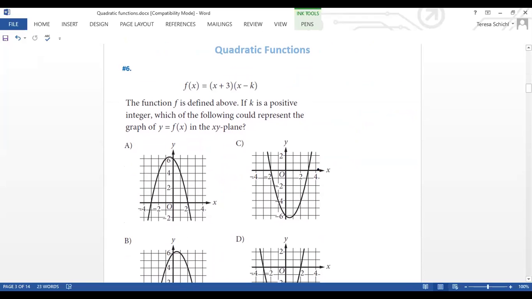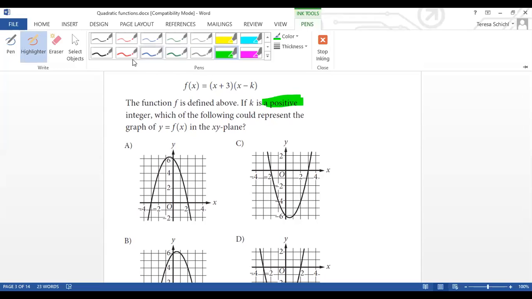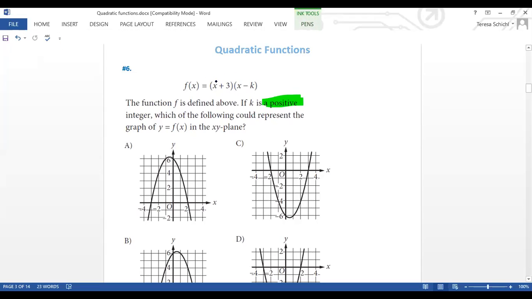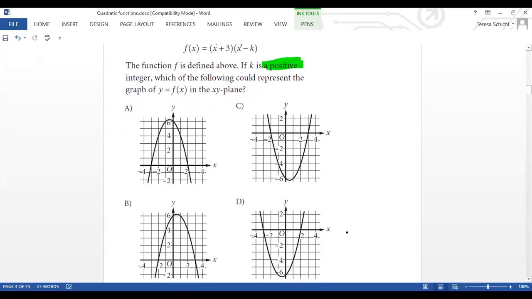Okay, so now in here, this one says f of x equals (x plus 3)(x minus k). The function is defined above. k is a positive number. Then which of the following is the graph? The first thing is, I know if you FOIL it, you get x squared. So the constant in the front is what? It's positive, correct? So if it's positive, I know my graph has to open upward. So far so good, right?